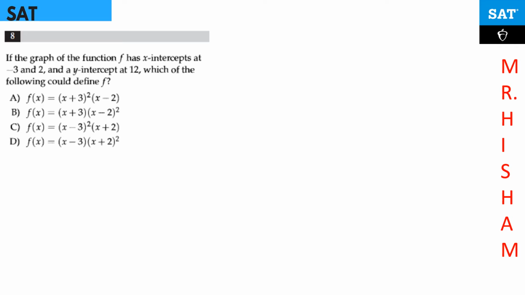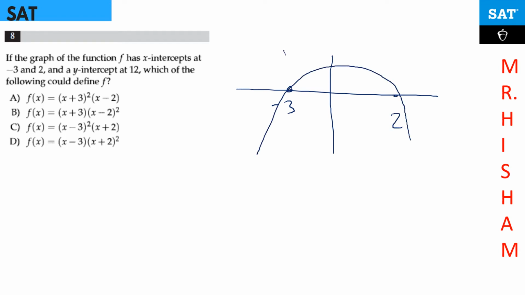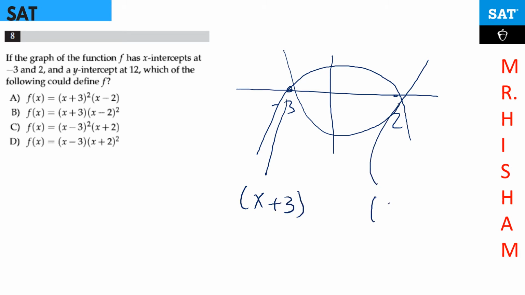In the graph of f of x, f of x has x-intercepts at -3 and 2. So the function could be like this, could be like that, could be open downward or open upward, could be a turning point, but all I know is that since it intersects at -3, it's supposed to be in the bracket as x plus 3, and at 2 it's supposed to be x minus 2. So it cannot be C, it cannot be D. Why? Because this sign is negative and that sign is positive.